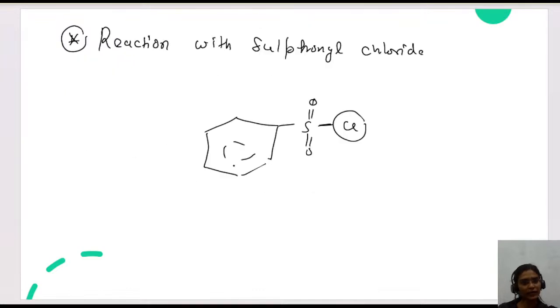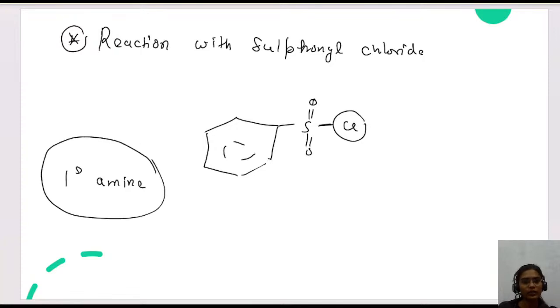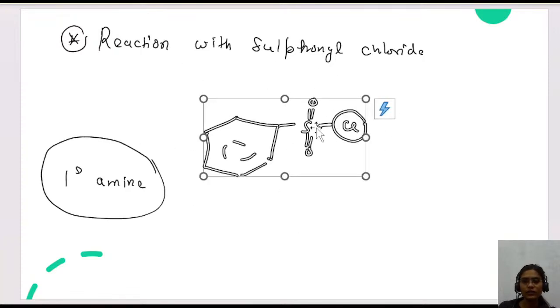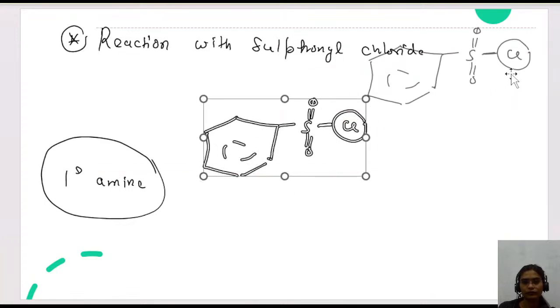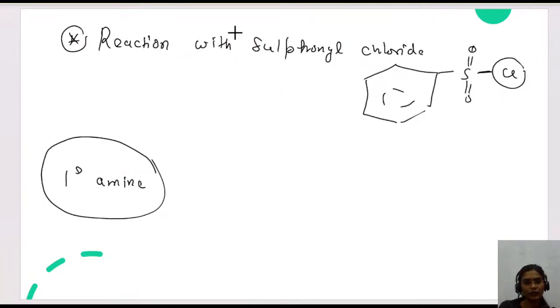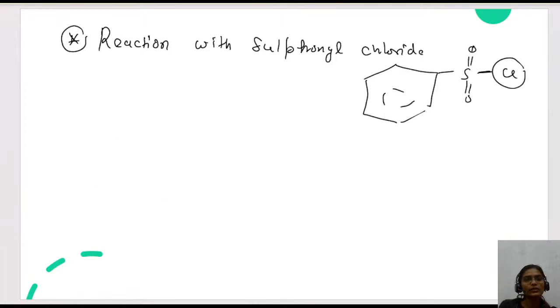So let me go back here. Okay, this is how it looks. Collect all the information: sulfonyl chloride, and let's first talk about the reaction with primary amine. How is it going to react with the primary amine? Let me change the position of this. Okay, here. This is how it looks, and now we're discussing the reaction with primary amine.